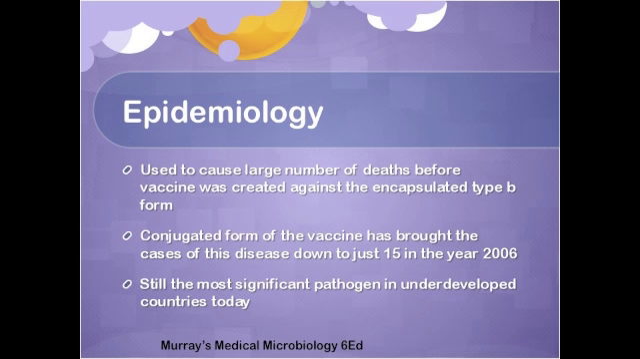H. influenzae used to cause a large number of deaths before the vaccine was created against the encapsulated type B form. Currently, there is a conjugated form which is available, which is very effective. This is the one that we currently use today.